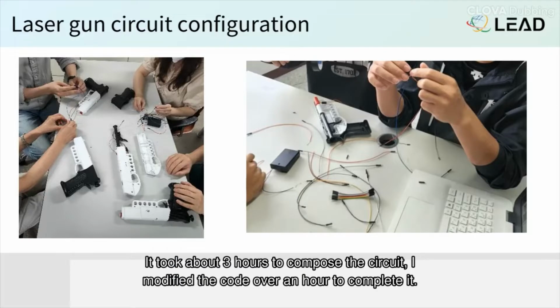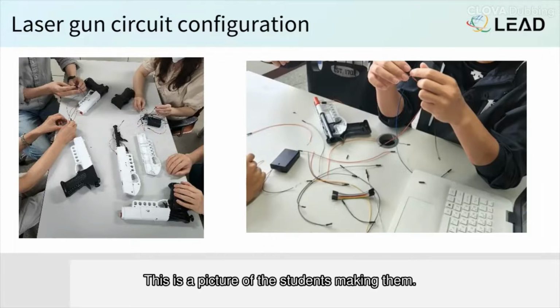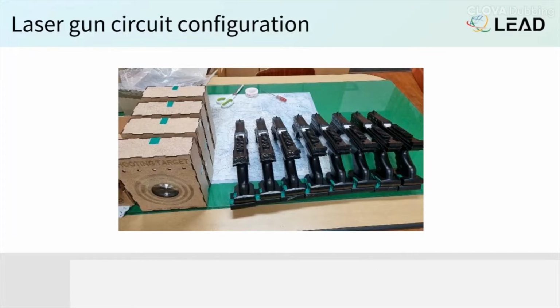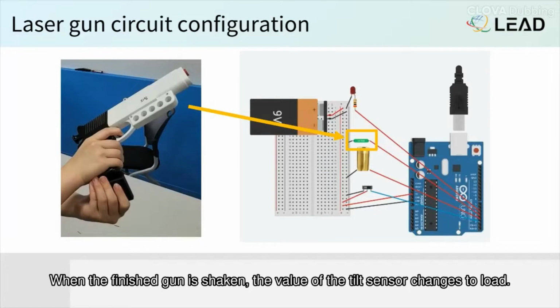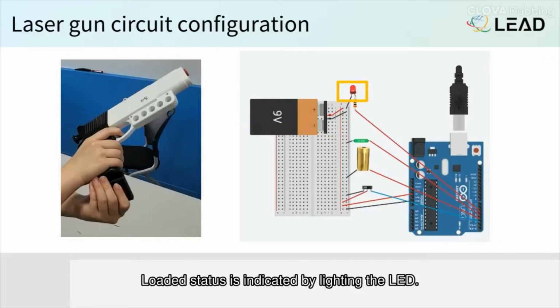It took about 3 hours to compose the circuit. I modified the code over an hour to complete it. This is a picture of the students making them. The completed laser gun will be used for the second semester physical education evaluation. When the finished gun is shaken, the value of the tilt sensor changes to load. Loaded status is indicated by lighting the LED.